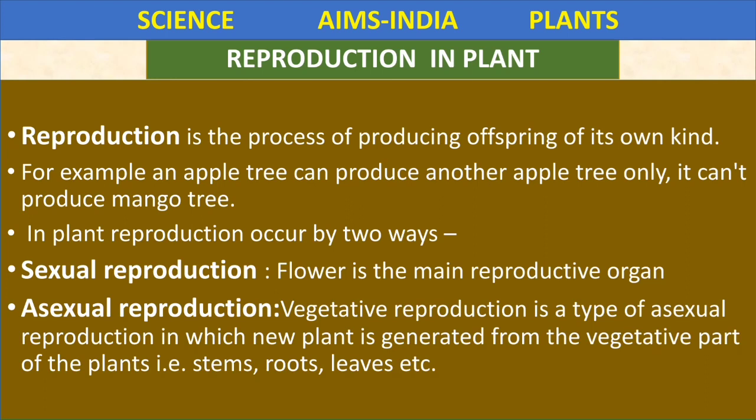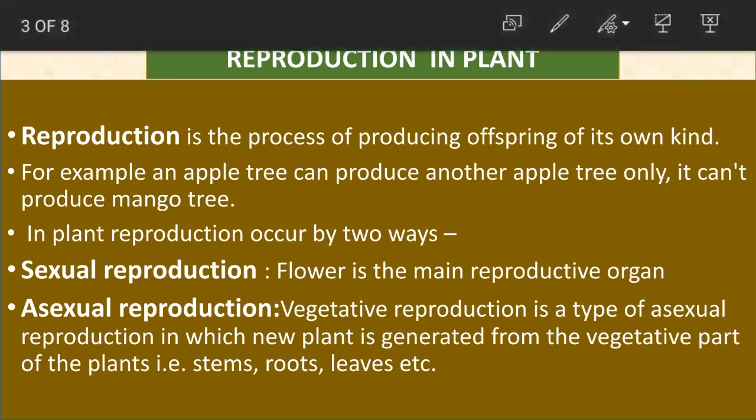We also learnt about reproduction in plants. Reproduction in plants takes place in many ways, mainly of two types, that is sexual and asexual. In sexual reproduction, the flower plays a very important role. The flower is the main reproductive organ because it has the ovary and the anther, and here the pollination takes place. Because of that, the flower is a sexual reproductive organ.